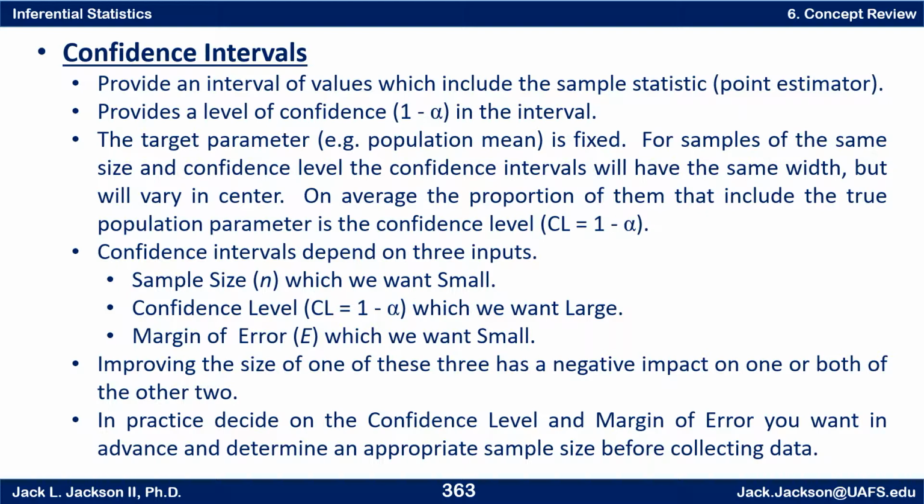Confidence intervals provide an interval of values which include the sample statistic, the point estimator. It provides a level of confidence, which we call 1 minus alpha, or the CL, the confidence level, in the interval. The target parameter, for example, the population mean, is fixed. For samples of the same size and confidence level, the confidence intervals will have the same width, but will vary in center. So they'll be moving around. The population parameter, like the mean, is fixed, but the confidence intervals will move around as we go from sample to sample. On average, the proportion of them that include the true population parameter is the confidence level. CL, confidence level, equals 1 minus alpha.